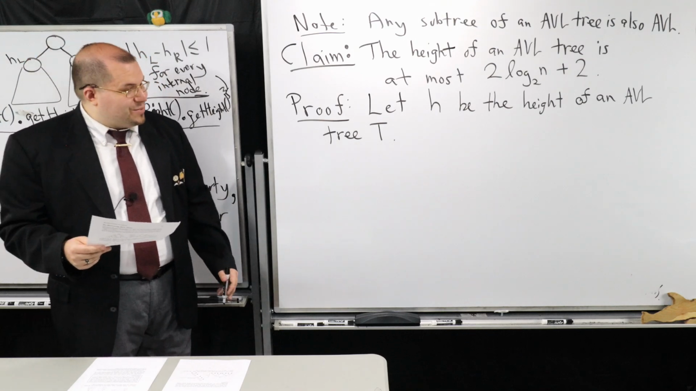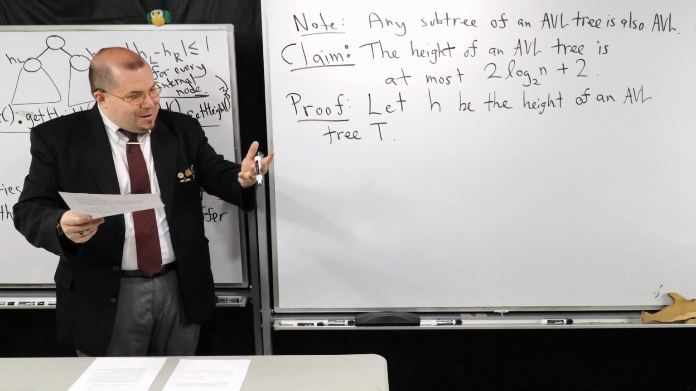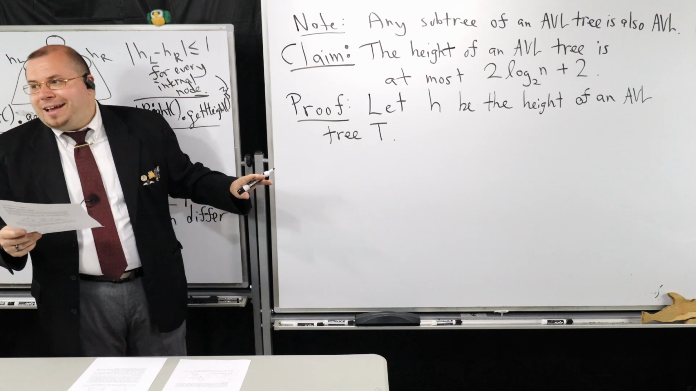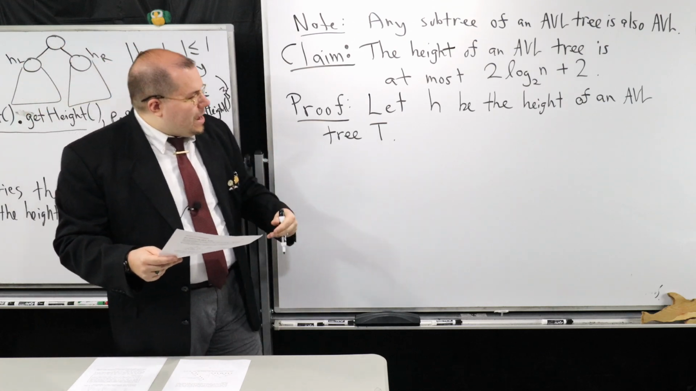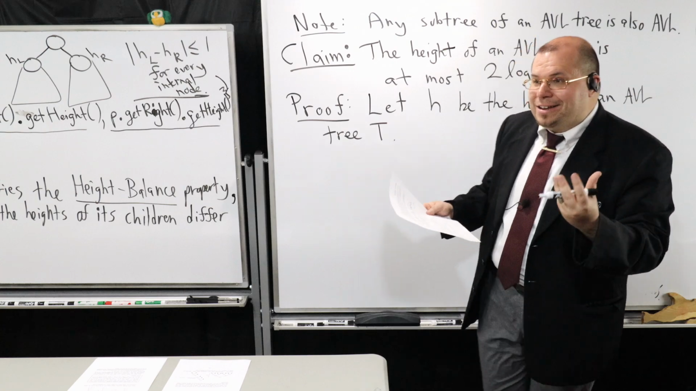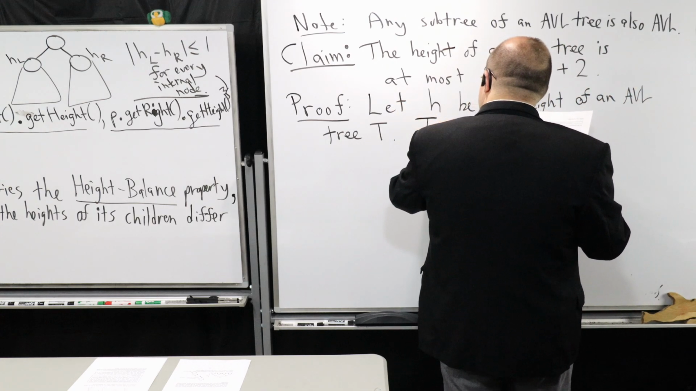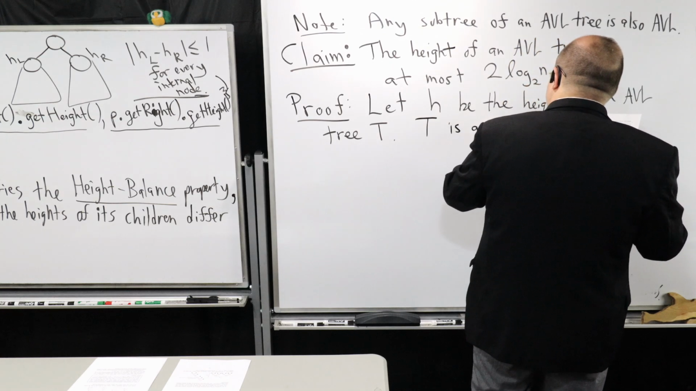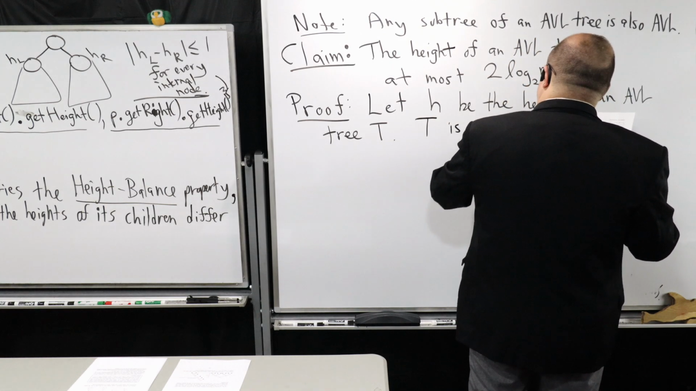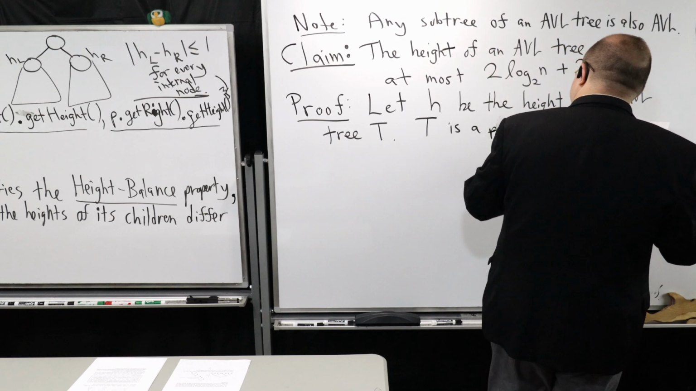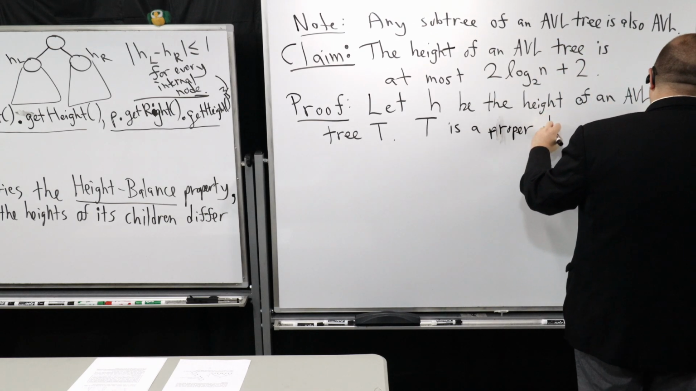So I want you to just imagine you have your list of properties that I gave you earlier, in a previous lecture, and I'm going to start looking at those and see if we can use them to help us. So T is a proper binary tree.